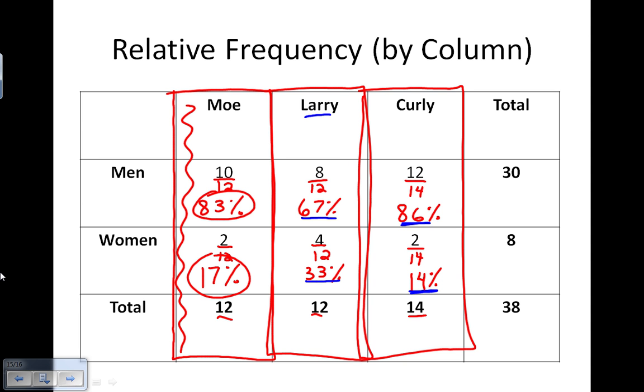So general conclusions that we can draw from this. We could say that Curly was much more liked by men. Notice that he has the highest percentage of men who voted for Curly. The women did not really care for him. Only 14% of his votes came from women. We can also say that Larry was heavily preferred by the women, and the men still liked him, but compared to the other two, not as much. So Larry was more well-liked by the women. Breaking these up into these categories by frequency helps us analyze the data in ways that weren't immediately obvious when we just had the numbers.